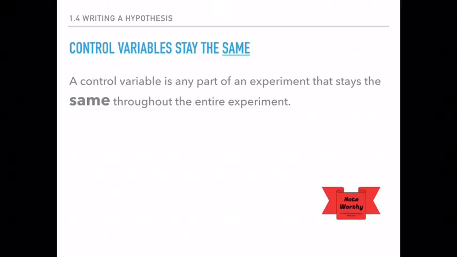A control variable is any part of an experiment that stays the same, boldface, same throughout the entire experiment. So I want to really emphasize that word same. Every time we do an experiment, the independent variable changes, the dependent variable changes, but everything else stays the same. Please write this down in your notes. All right, so in my running experiment, let's consider some of the control variables that we would need to consider.